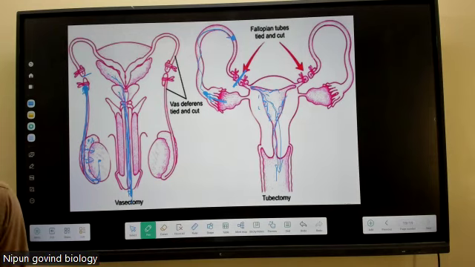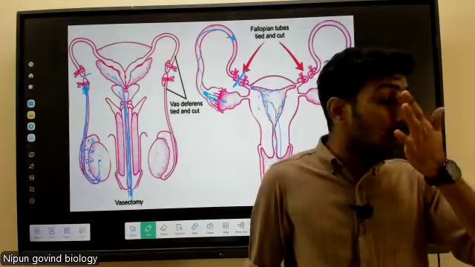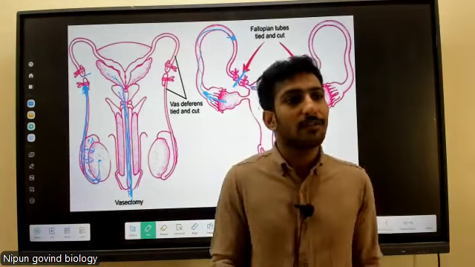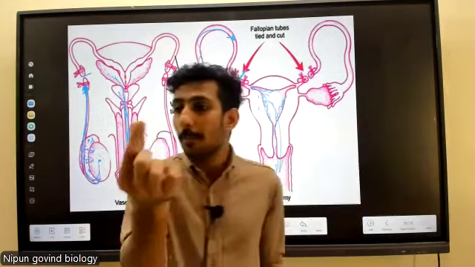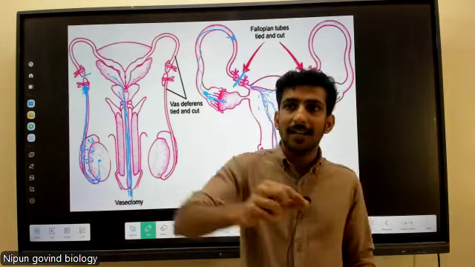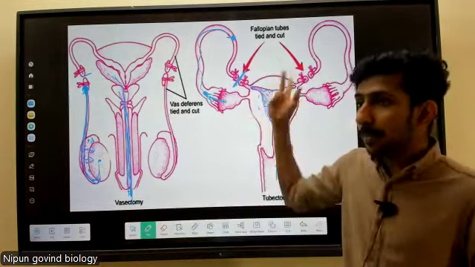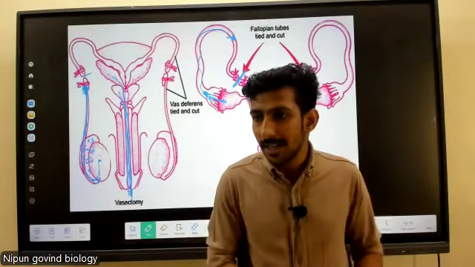See, if you are using copper T, and a couple don't want babies for 5 years, she can insert the copper T. After 5 years, when they have second thoughts and want babies, they can remove that. That is reversible. But after vasectomy and tubectomy, if they think in the morning, oh, let's have babies, it's not possible. It's irreversible.